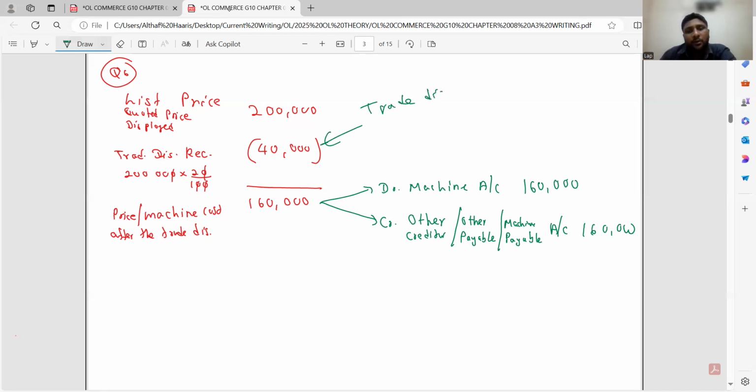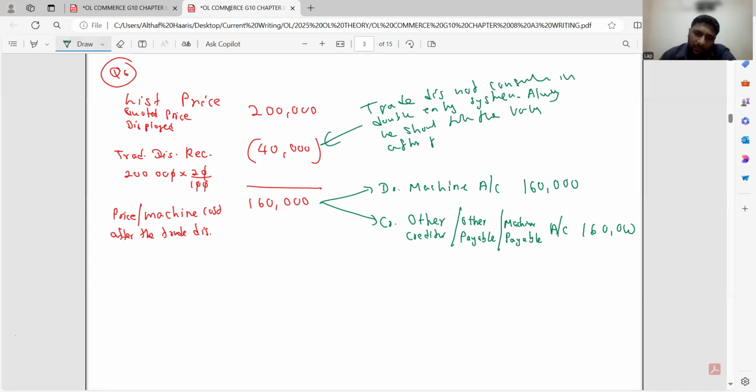Trade discount is not considered in the double entry system. Always we should take the value after the trade discount. If you all are done, post a letter D B.